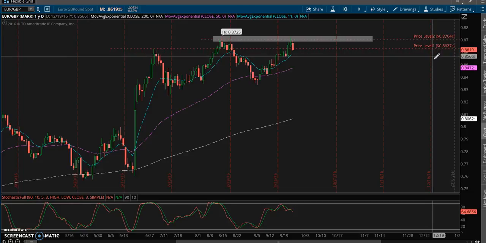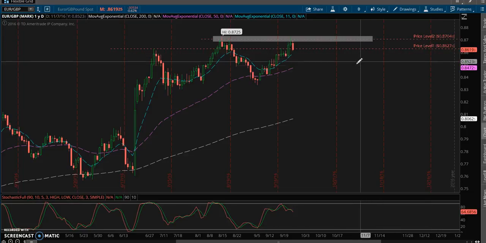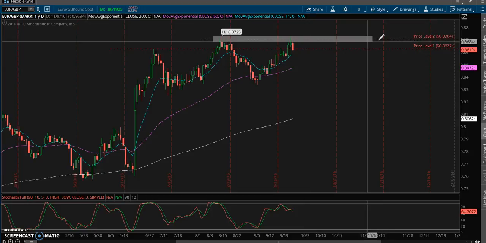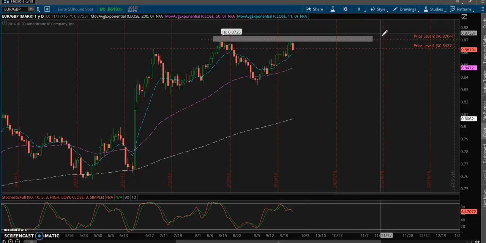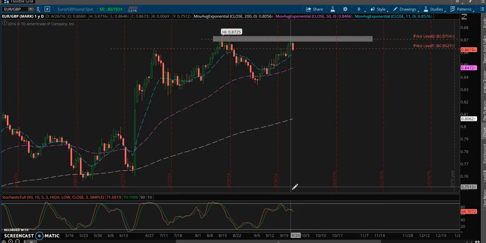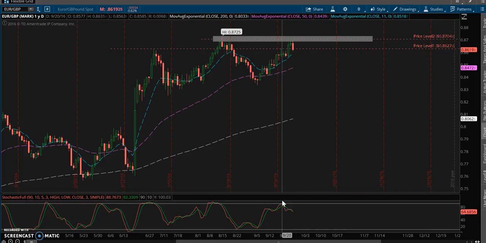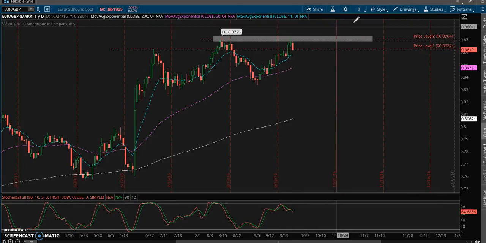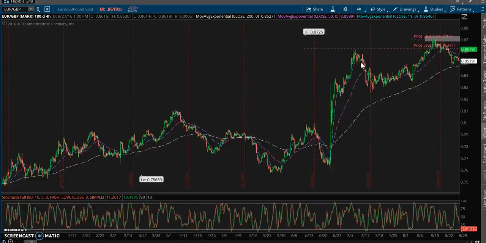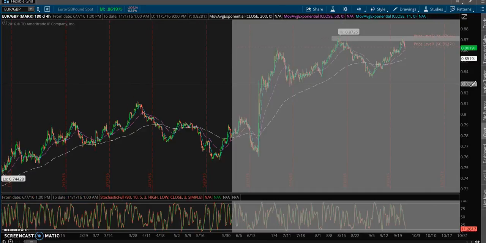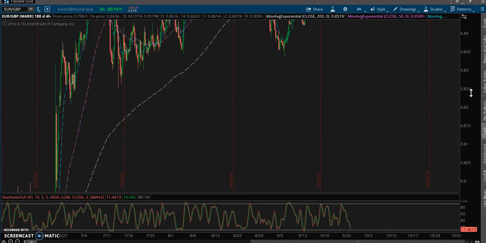And I pinned some additional resistance. So this is what I was looking at on the daily chart. And for me, that's not enough. We have a little bit of divergence on the daily chart, but that's not enough for me to enter a trade. So I was looking at it on the 4-hour chart.